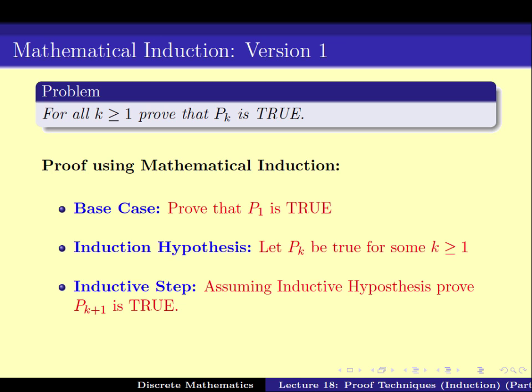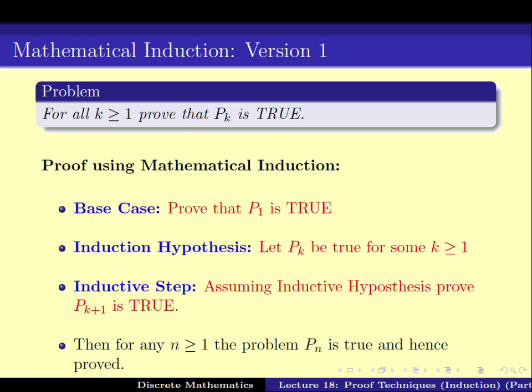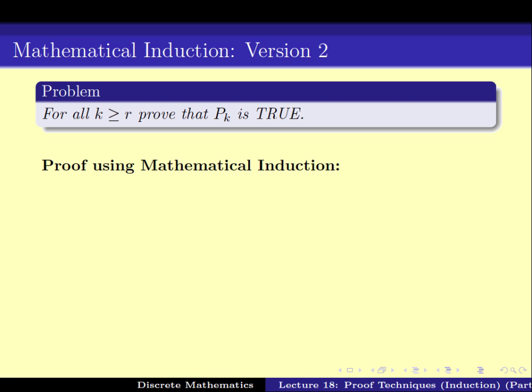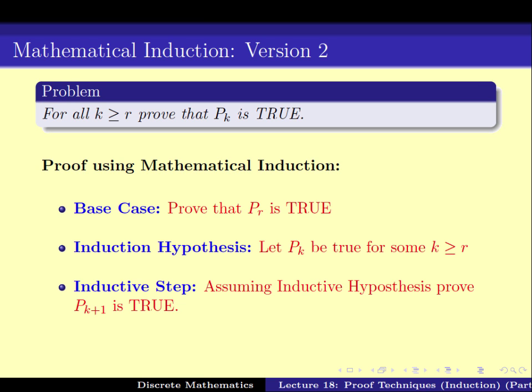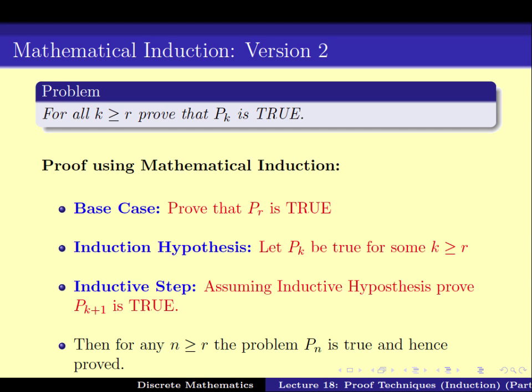Now there is another version that we saw, which is the case that if you have to prove that for all k greater than or equal to r, Pk is true, then we just shift the base case, namely we prove that Pr is true, and assuming the same induction hypothesis, can we prove that Pk plus 1 is true, assuming Pk is true. And once we prove that, it helps us to say that for all n greater than or equal to r, the problem Pn is true.